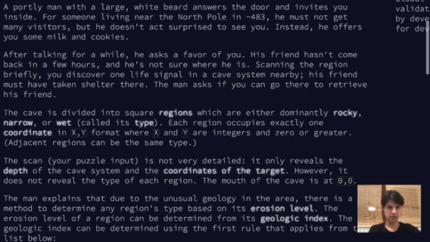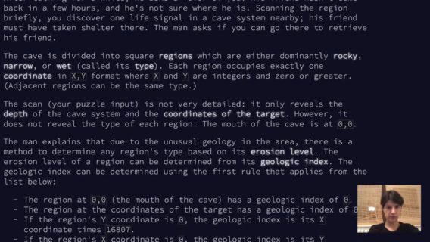Okay. The scan, your puzzle input, is not very detailed. It only reveals the depth of the cave system and the coordinates of the target. So we get a depth and we get target coordinates. However, it does not reveal the type of each region. The mouth of the cave is at 0,0. The mouth is, I guess, the entrance.